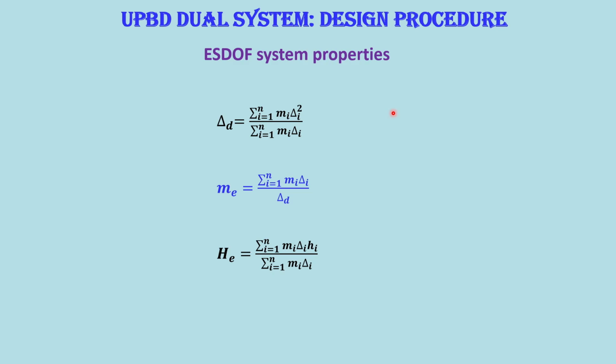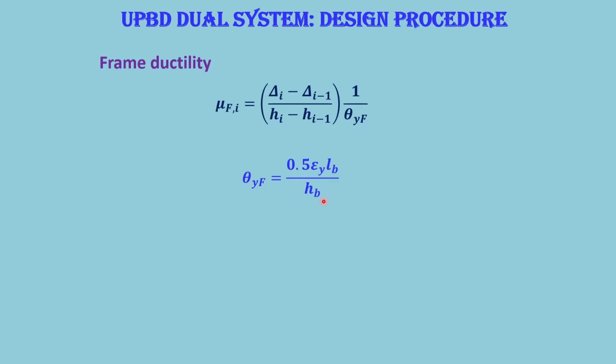Now once the displacement profile of all the floors are known, you can simply use these formulae which are familiar to us by now. The design displacement, summation m_i delta_i square divided by summation m_i delta_i. Similarly, effective mass, summation m_i delta_i by delta_D, and effective height, summation m_i delta_i H_i divided by summation m_i delta_i. So out of this delta_D will be required in the final calculation of the base shear. M will also be required for calculation of the effective time period.